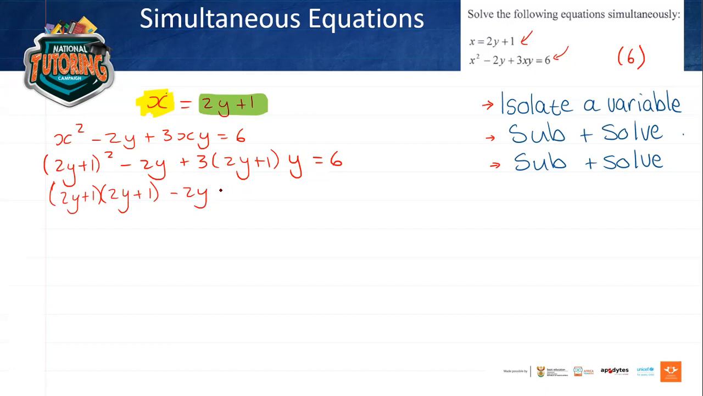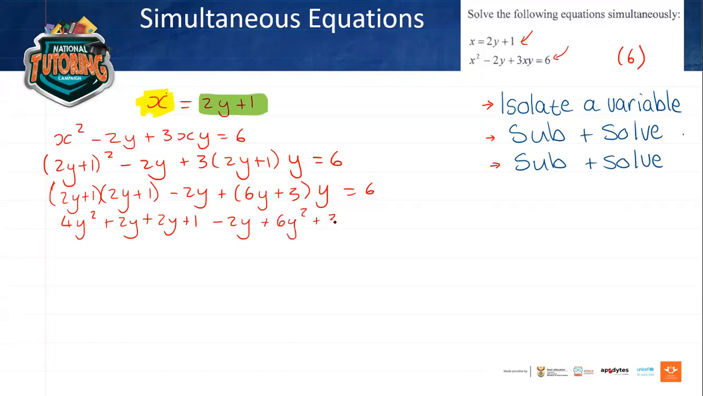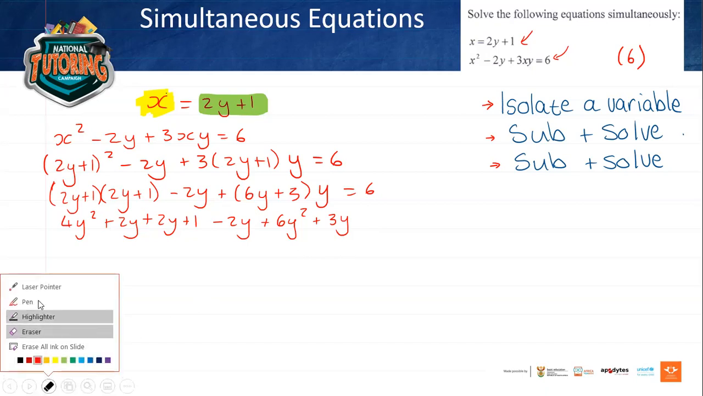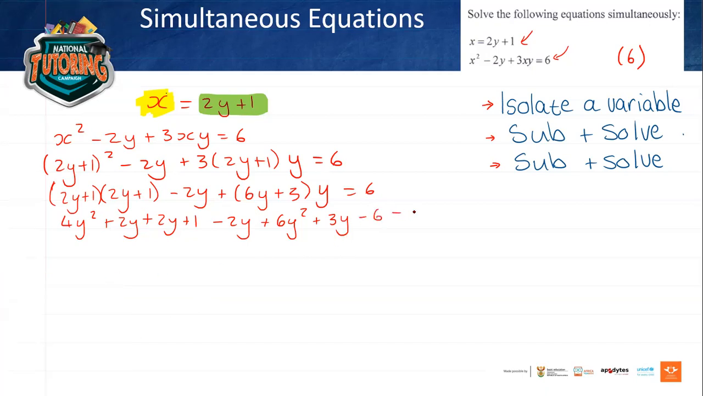Then here I'm going to multiply the 3 into the bracket to get 6y plus 3. It then still needs to be multiplied by y. So we're going to do FOIL. We're going to get 4y squared plus 2y plus 2y plus 1. So that's our binomial being squared, minus 2y. Our second bracket, we need to do distribution. We get 6y squared plus 3y equal, or let's kind of rearrange it into standard form at the same time. I'm going to bring that 6 over and make it minus 6 equals 0.